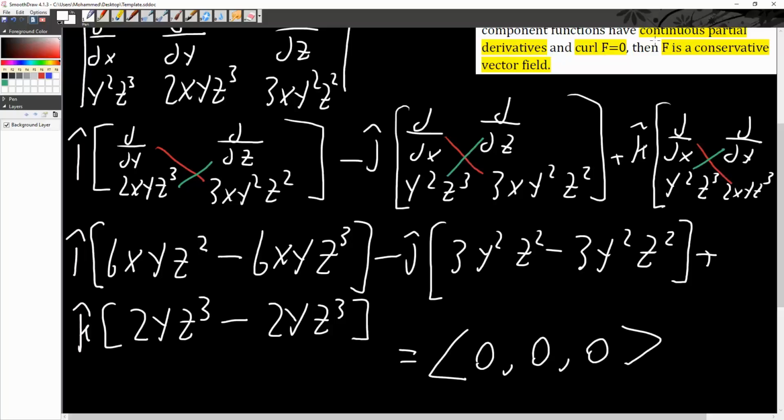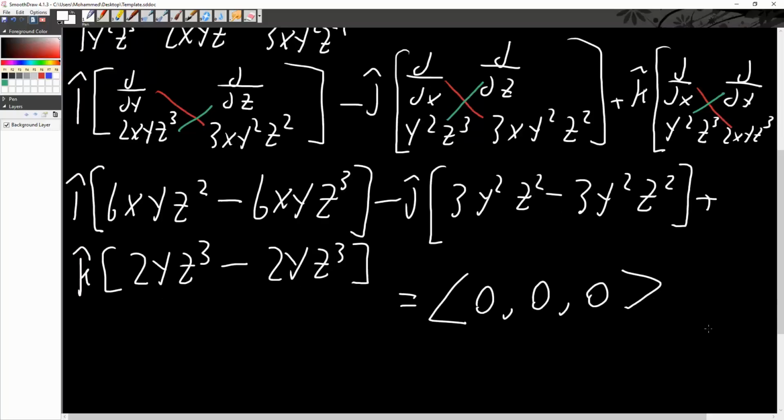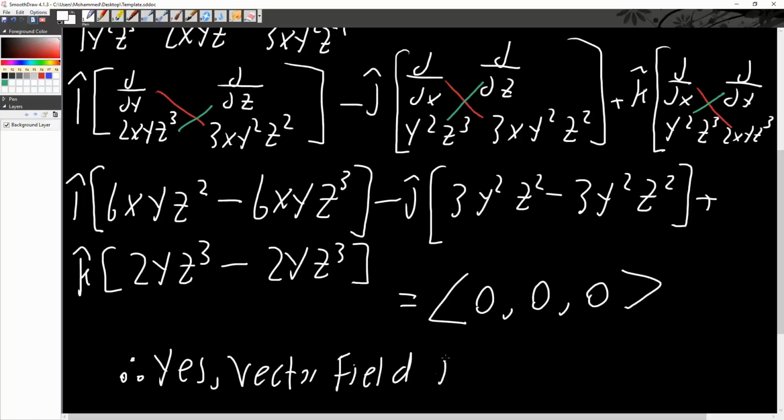And it's going to be continuous. The things that are not going to be continuous are like sine x, cosine x. So it's continuous and the curl is 0. Therefore it's going to be conservative. So we can say yes, the vector field is conservative. And that's how we prove it. And that's all we need to do.